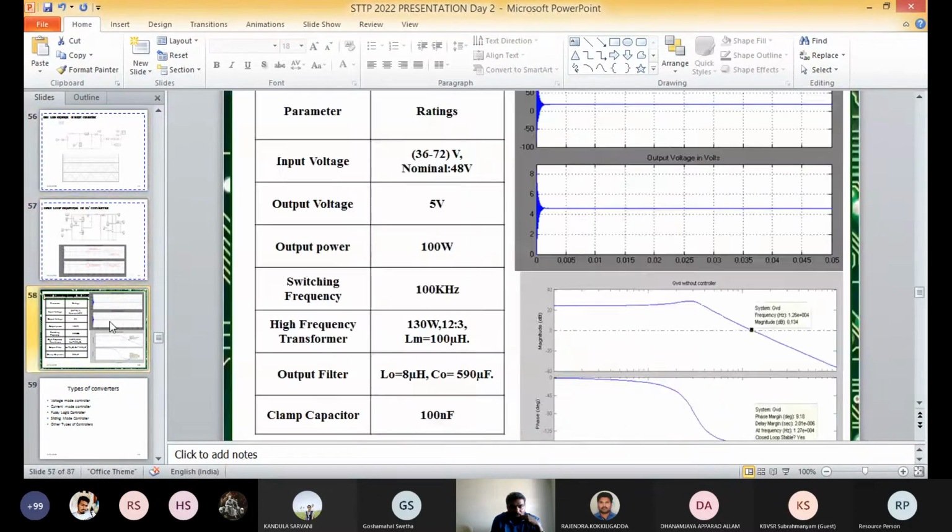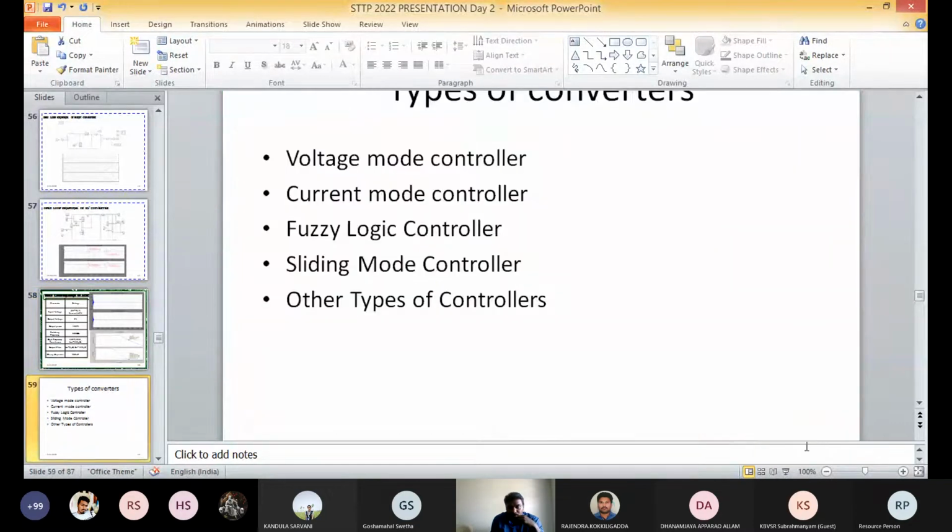So we will take a short 2 minutes break now. Next we will move on to the design of various types of controllers. To go through how to design a controller, I will show some simulations regarding all 4 different types of converters. We will take the break now.